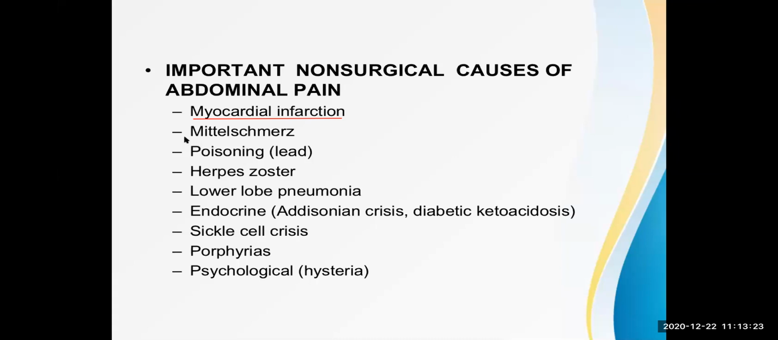The second one is mittelschmerz. Can anybody tell me what this is? Sir, on the 14th day of the menstrual cycle, or ovulation, the lower part of the abdomen. Basically, it is one-sided lower abdominal pain associated with ovulation and the menstrual cycle. Sir, it comes in between the menstrual cycles, mainly on the 14th day, or most probably. And sir, it is a one-sided lower abdominal pain.